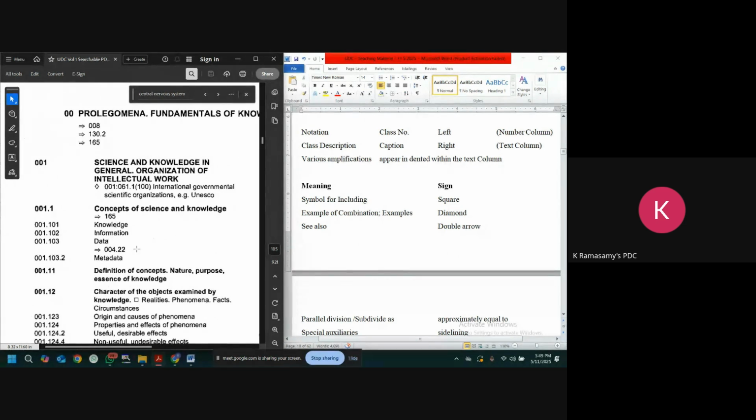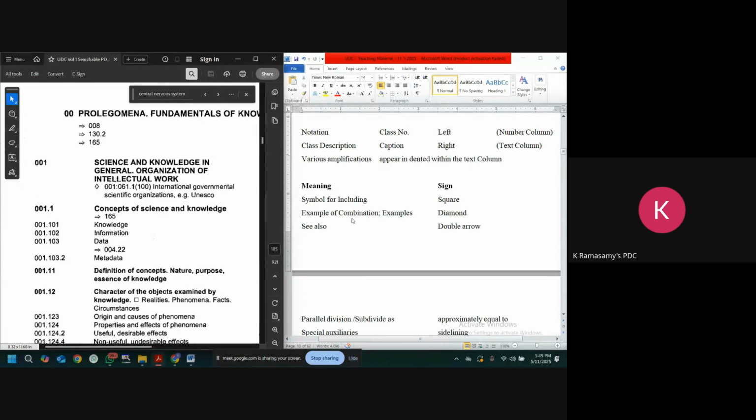Whenever a diamond symbol is there, it means that UDC is giving you some example. See 001. How can this number be divided? If you want to see it in a very deep manner, there are plenty of examples available throughout the main table in various places, to tell the learners how a particular number can be subdivided further. So based on the example, you can form your own method of classifying numbers. That autonomy is given to the classifiers. Okay, yes. So the diamond symbol stands for examples.